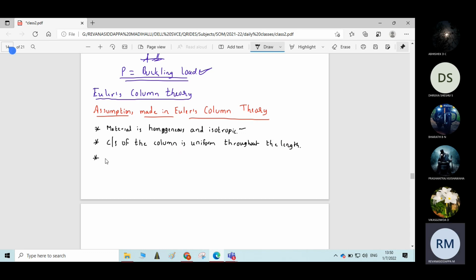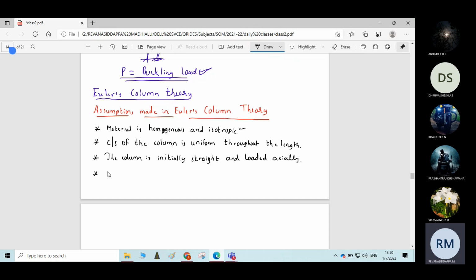Then the third assumption is the column is initially straight and loaded axially. The column is assumed to be initially straight and it is loaded axially. Axially means the load is applied along the central axis of the column. That is the third assumption made.